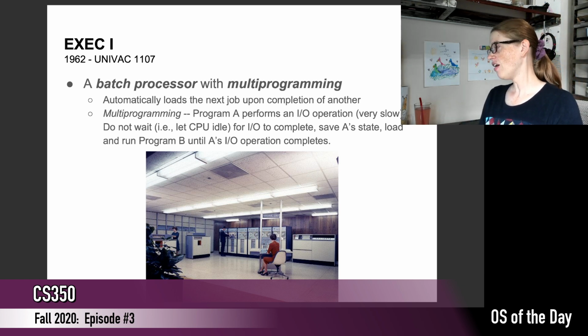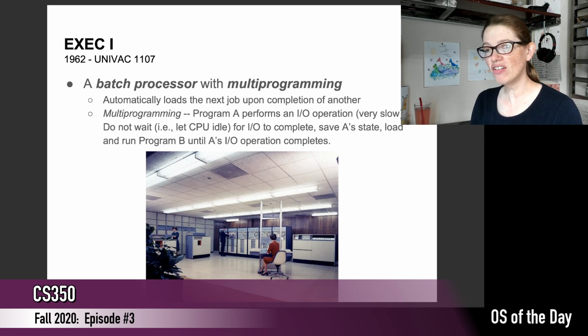All right. Our OS of the day is called Exec1, and this operating system was released in 1962, and it was run on the UNIVAC 1107 machine, which you see pictured on the slide here. Now, this operating system wasn't much more than the operating system we discussed in our last episode. It was primarily a batch processor, but unlike the previous operating system, GMNNA-IO, this operating system offered multi-programming.